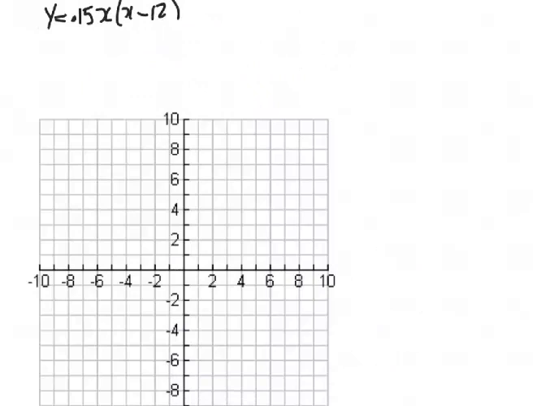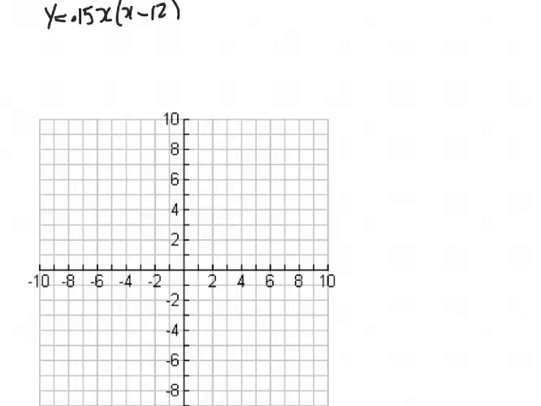In the next example, we are supposed to plot a few graphs. The first one is y is equal to 0.15x times x minus 12. To plot parabolas, we always find the coordinate of the vertex first, then the x-intercepts, then the y-intercept, and then we plot the points. And then we draw a smooth curve going through those points.